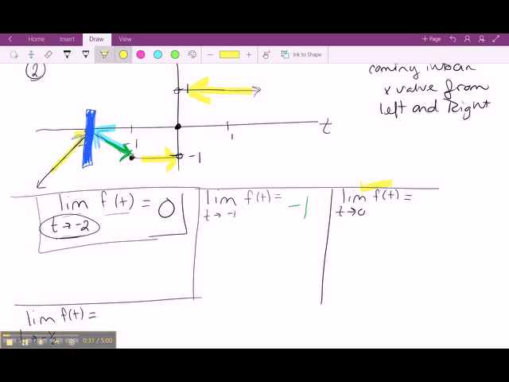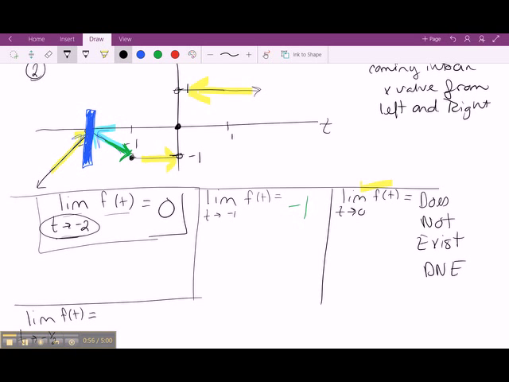Now, it doesn't look to me like if we come in from the left and the right that we're going to approach any common y value at all. So that limit is something that we call just simply does not exist. And I am going to summarize this as DNE from now on out. So that means does not exist.